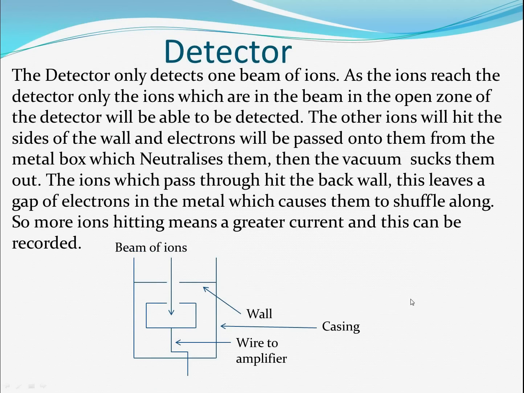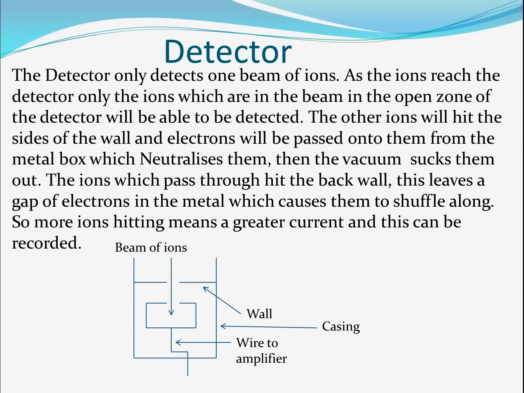But let's talk a little bit about the detector. You will need to know this. The detector only detects one beam of ions. As the ions reach the detector, only the ions which are in the beam in the open zone of the detector will be able to be detected. Bit of a word crunch there, but if you need it, pause the video and you will understand it in the end.